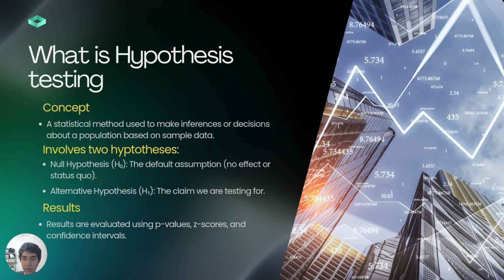Based on our data, we use tools like p-values to measure the strength of evidence, z-scores or t-scores to assess how extreme our results are, and confidence intervals to define plausible ranges for population parameters. Without hypothesis testing, we'd have no way to quantify uncertainty or assess risk in our decisions.